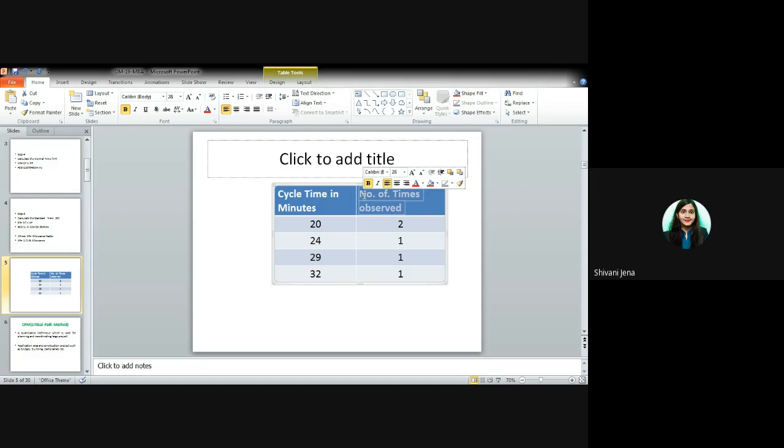Sir, for the bolt or gold? Bolt, B-O-L-T. A steel company makes bolts. So find the standard time for the bolt by considering the allowances of 10%.